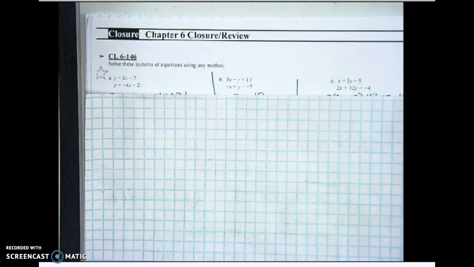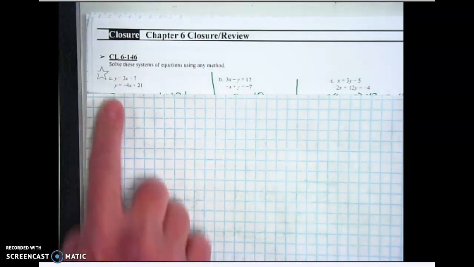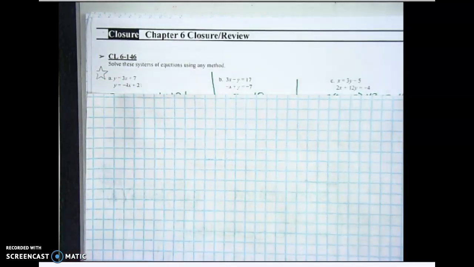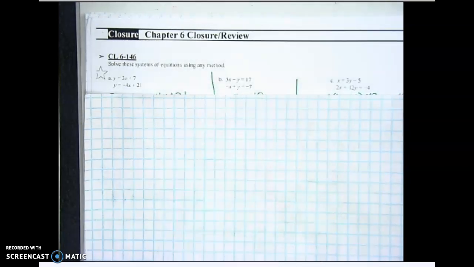I can hear it. Equal values method, yes. Why? Because both of them are already solved for y, okay? How about part B? What would be the easiest to use for part B?